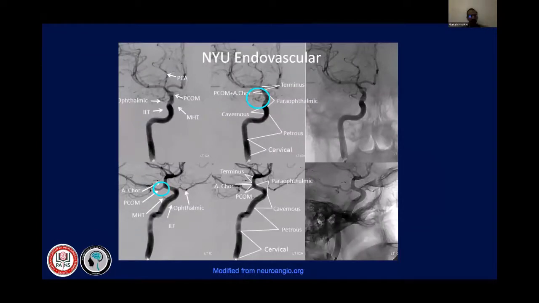Dr. Saima, I have a question. What key angiogram findings do you use to differentiate anterior choroidal and PCOM? On angiogram? Yes.